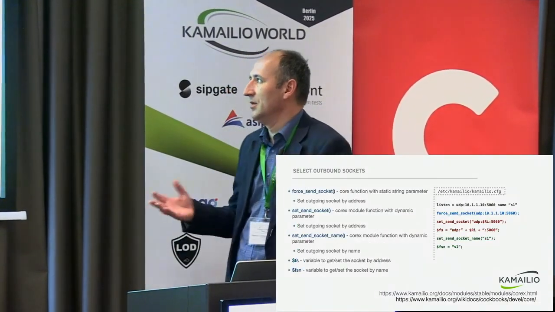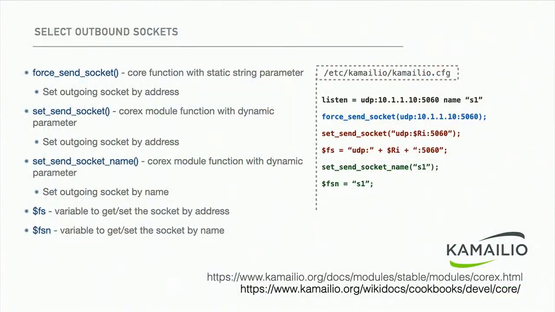How you select the outgoing socket? So that's also well known and probably used by many of you. There is a function from the core, but it takes static parameters, so you can't use variables with it. That will be the force send socket. And if you need to use variables, it will be set send socket that comes from the corex module.